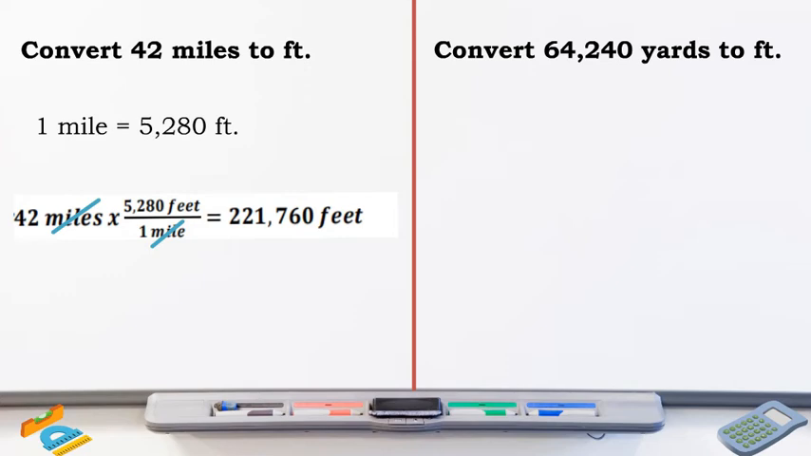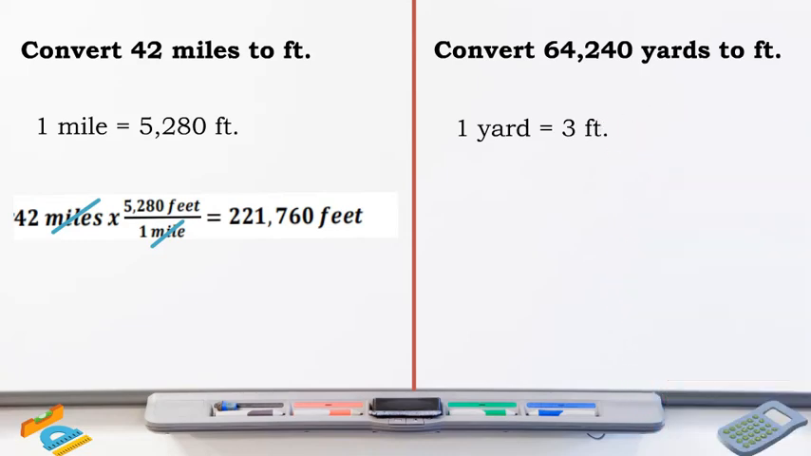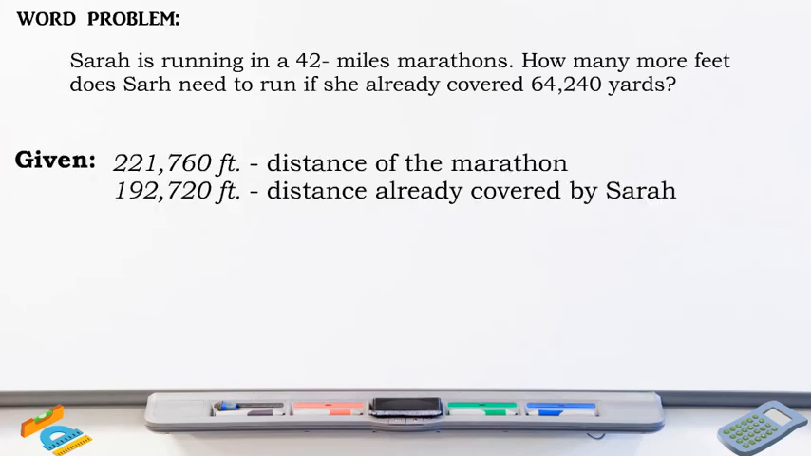Next is convert 64,240 yards to feet. We can use the conversion factor that in every yard, it is equal to 3 feet. And so, we can multiply 64,240 yards to 3 feet over 1 yard. It is equal to 192,720 feet.